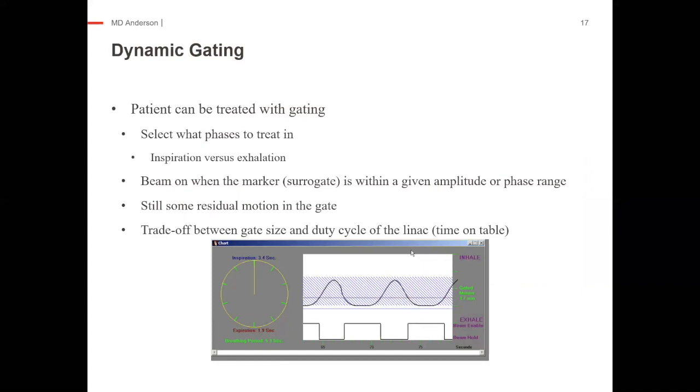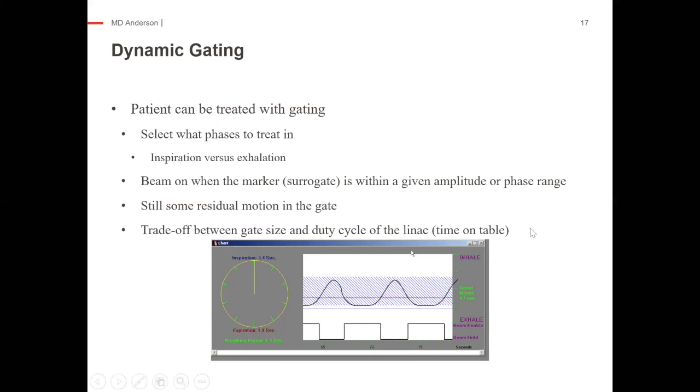Okay, so here is dynamic gating, which I briefly touched on before. This is where the patient is treated, and then the beam is basically monitoring that breathing. The beam is only on in certain phases. There are a lot of details with dynamic gating if you want it to be amplitude-based versus phase-based. And it's kind of a mess to do.